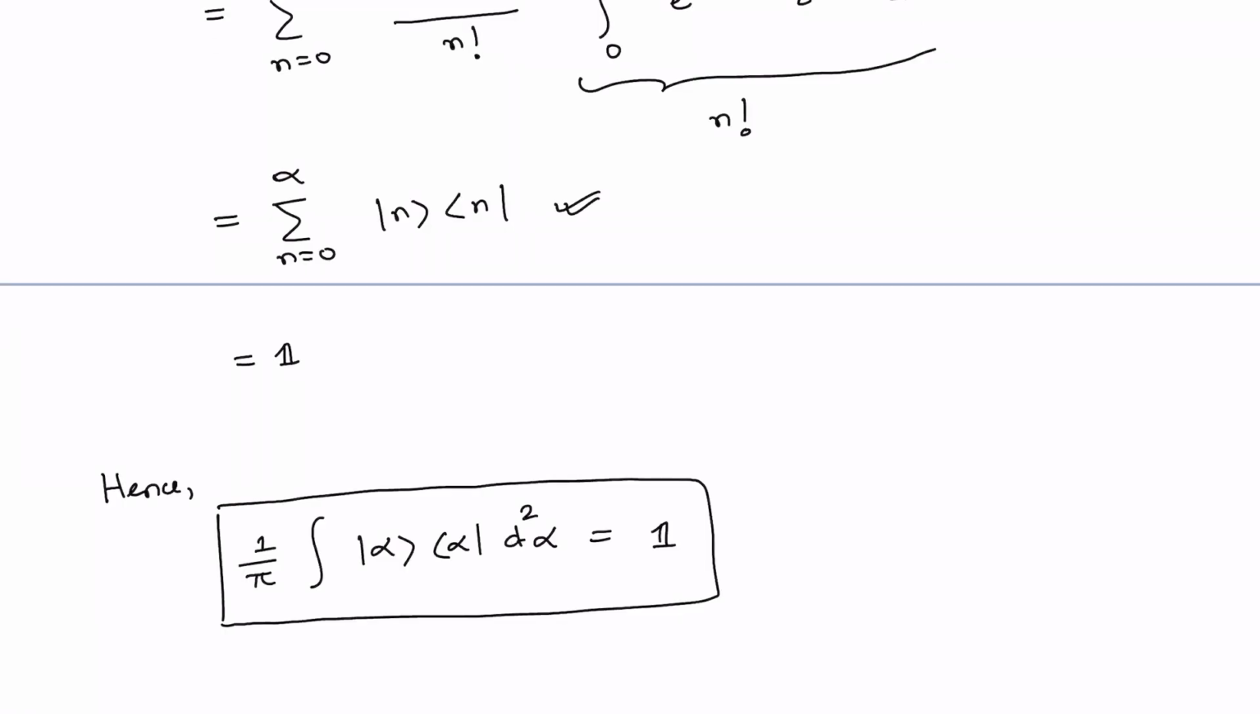you ultimately prove the completeness relation for the coherent state, and this coherent state is said to be complete, and it's also sometimes called overcomplete, because though it is complete, the coherent states are not orthogonal to each other. Because of this non-orthogonality, it's called overcomplete.